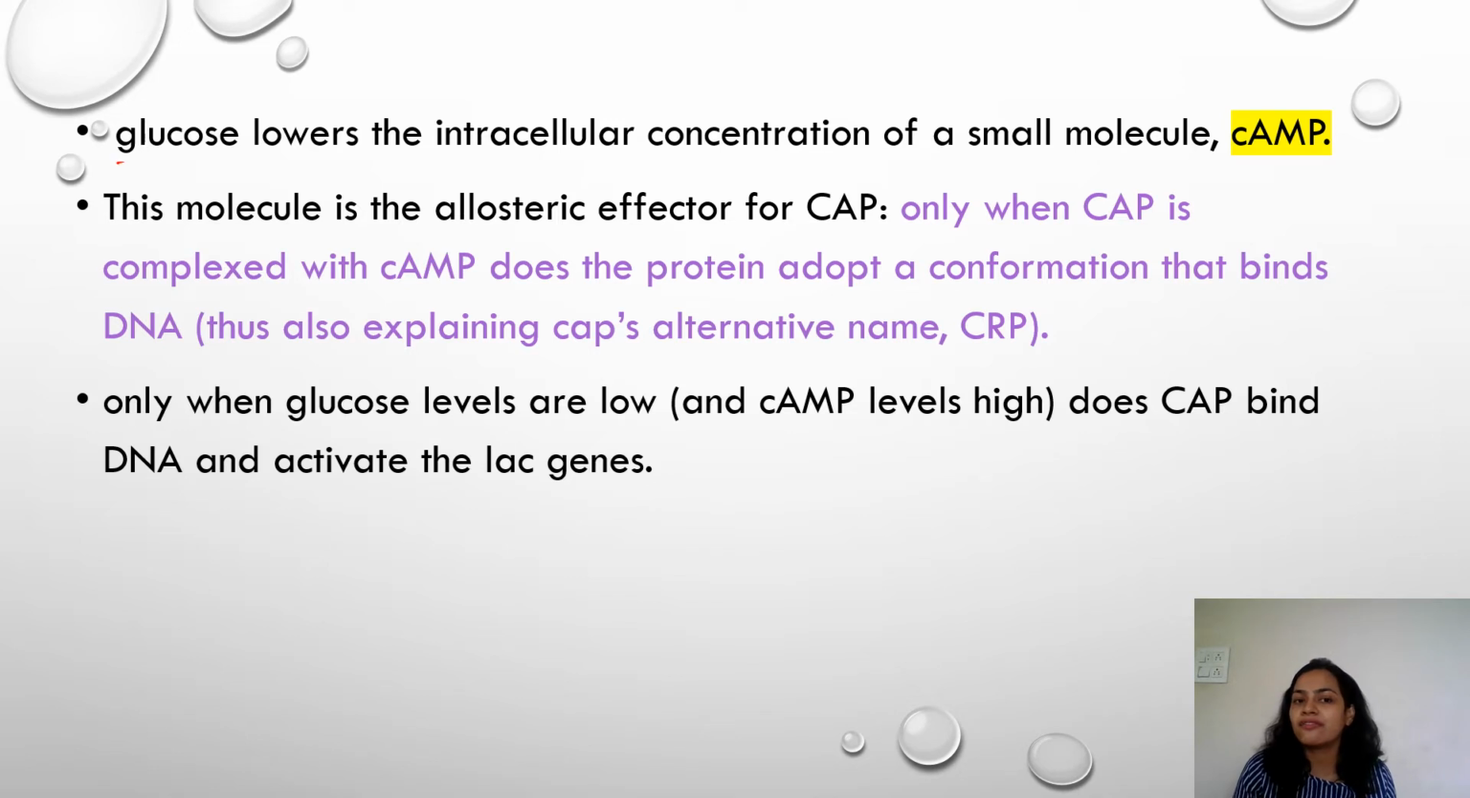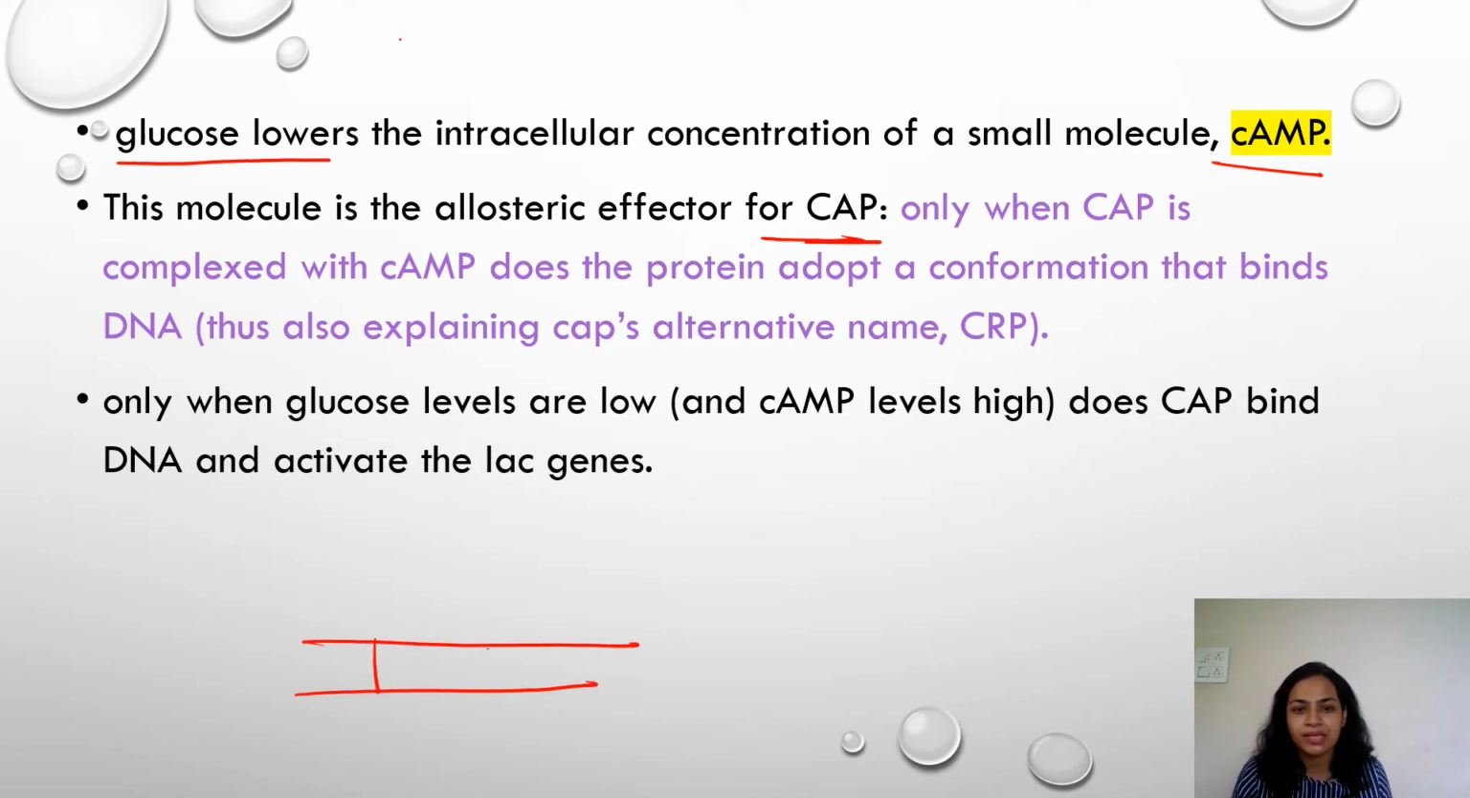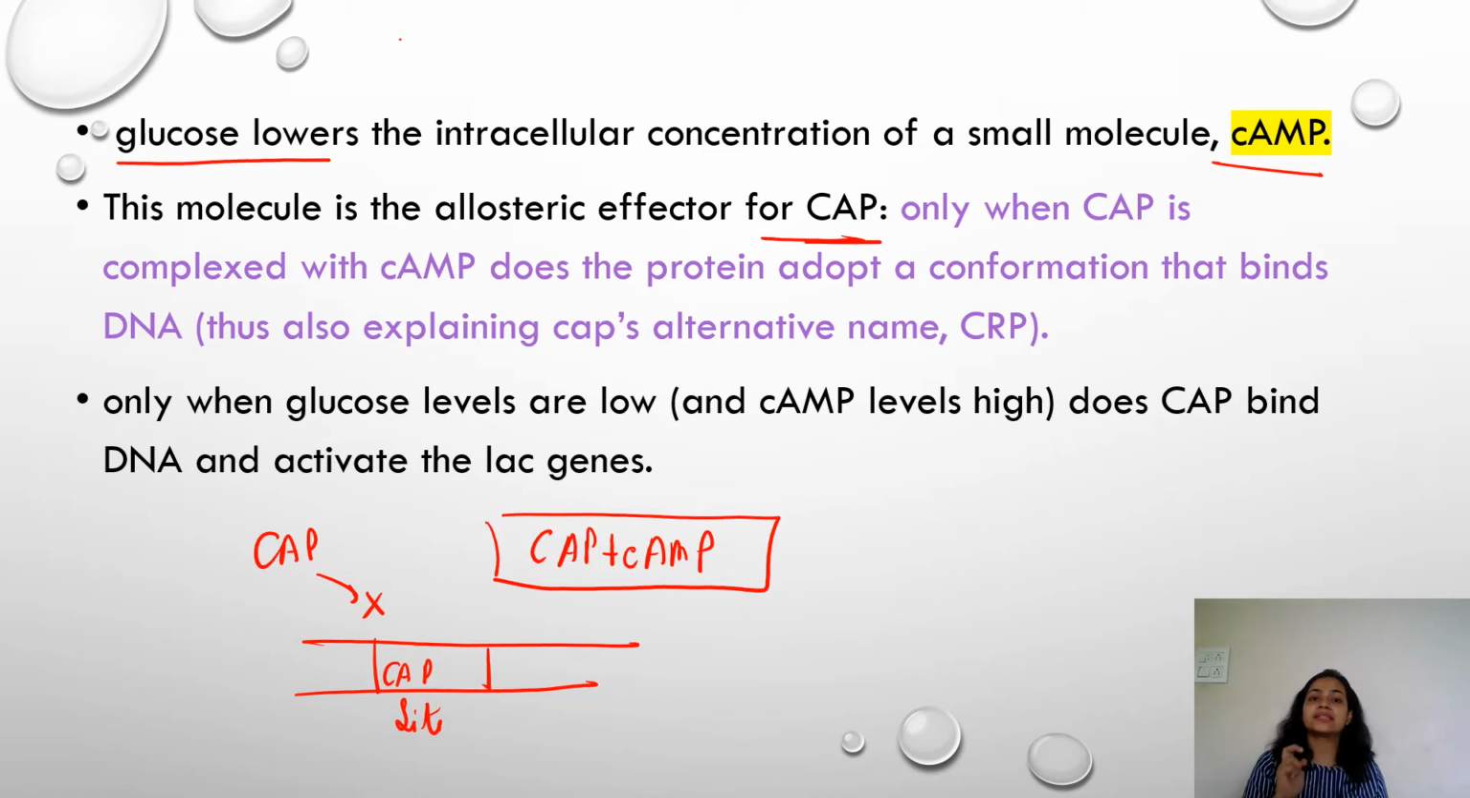Now हमने अभी बात की कि whenever the glucose will be less, the intracellular concentration of cyclic AMP will increase. This cyclic AMP is the allosteric effector of CAP. Okay, so you remember, if this is the CAP site and this is the CAP protein, it cannot individually go and bind here. It can only bind to the CAP site when it is in combination with the cyclic AMP. Why? Because the cyclic AMP is the allosteric effector of this CAP protein. Okay, so that's why another name for CAP is also CRP, that is cyclic AMP receptor protein.